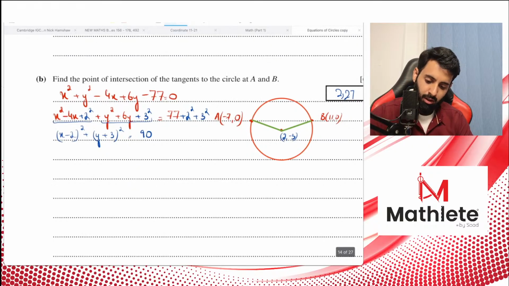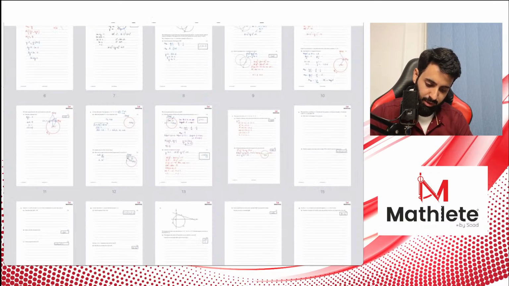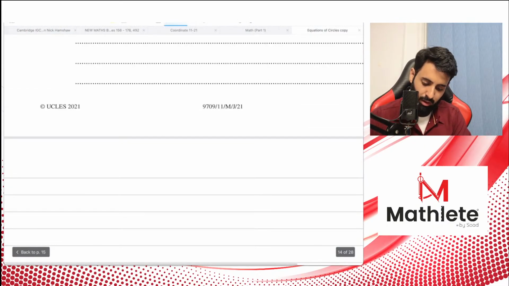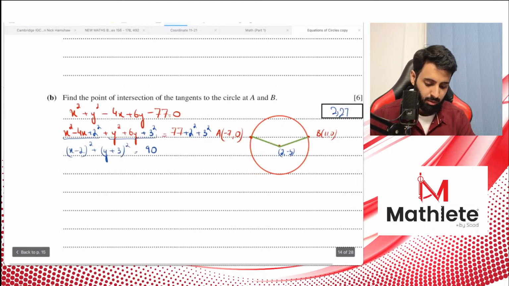Okay, now there's a lot of work. Like I said, it's a 6-mark question, so what I'll do is I'll just insert a blank page in between. Although I'm pretty sure that there was extra space given. Probably missed the page out when compiling them.